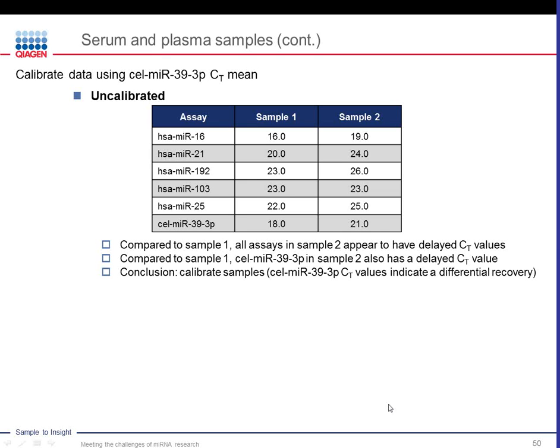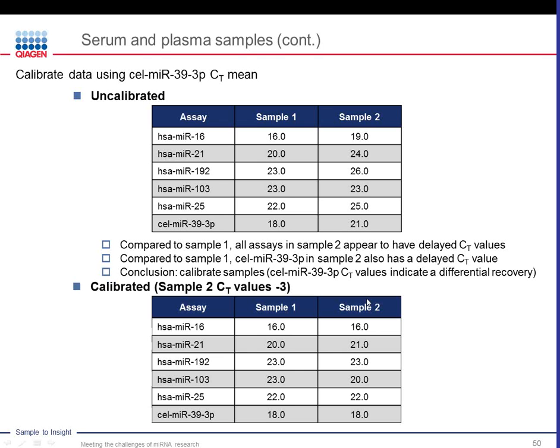So for example, if you look at an uncalibrated sample, sample 2 compared to sample 1 appears to have a delayed CT value. 3 units for miR16, 4 for 21, 3 for 192, and 3 for 25. At the same time, you also see a 3 CT unit delay for the C. elegans. What this suggests is that this indicates a differential recovery.